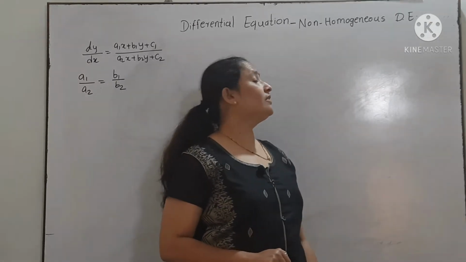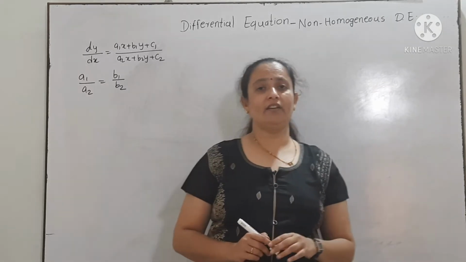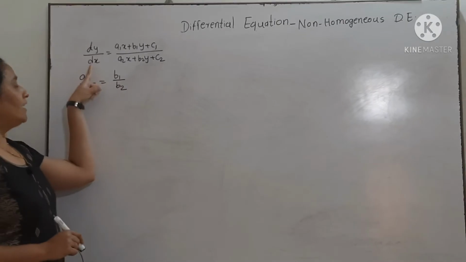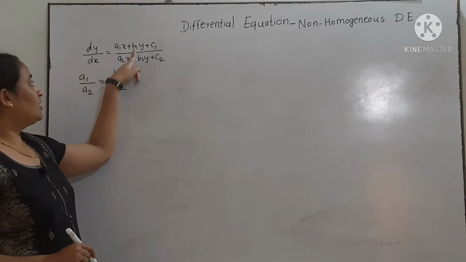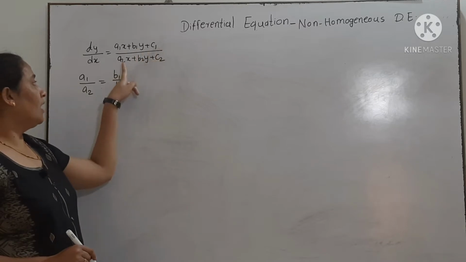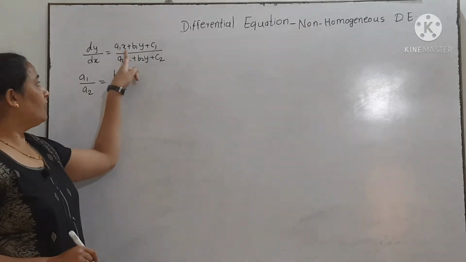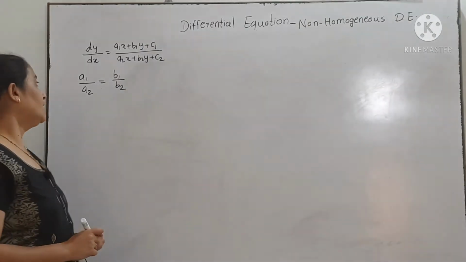In the previous lecture, we have learned homogeneous differential equation. Now in this lecture, we will see the non-homogeneous differential equation. First, the definition of non-homogeneous differential equation. An equation of the type dy by dx equal to (a1x plus b1y plus c1) upon (a2x plus b2y plus c2), where this a1, b1, c1, a2, b2, c2 are some constant.